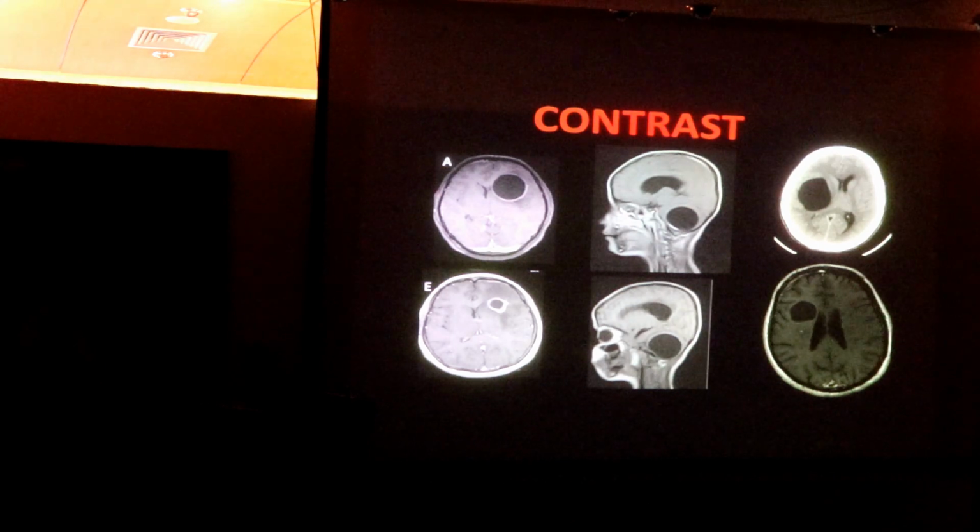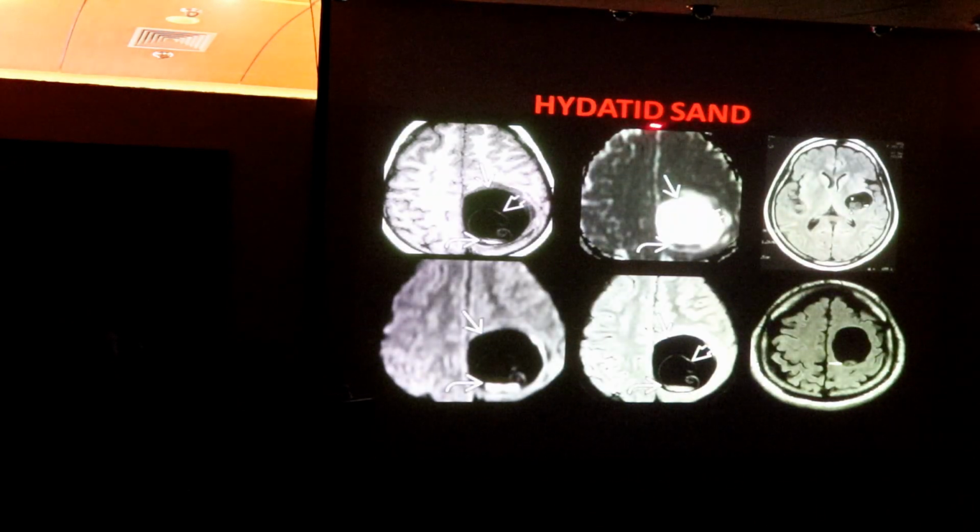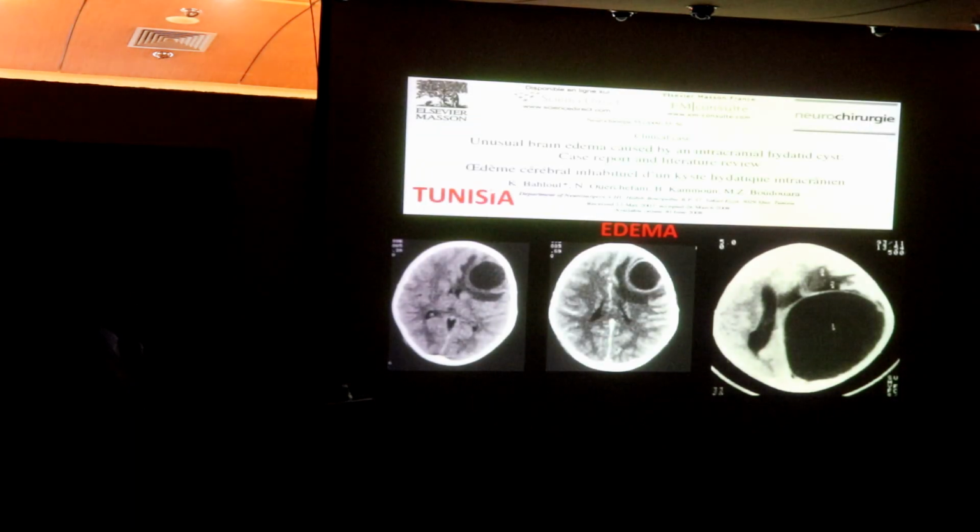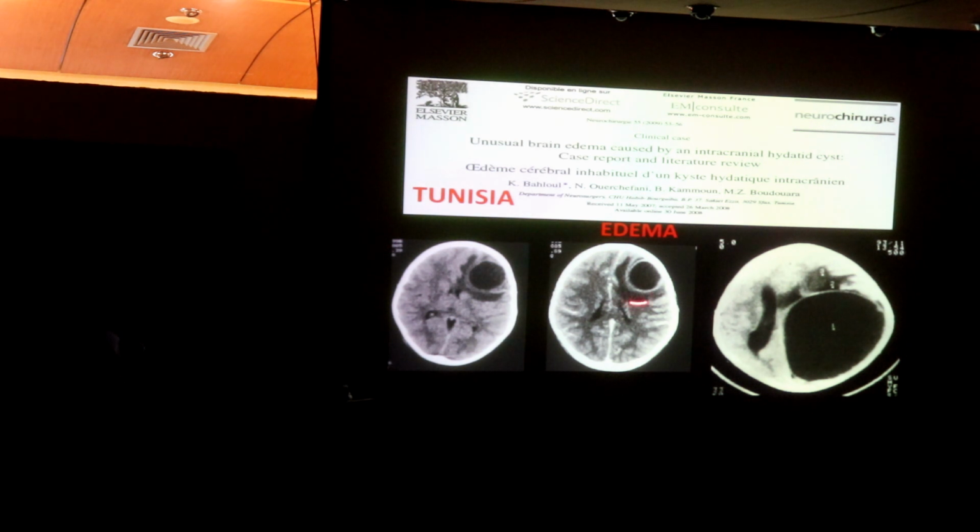Contrast, they can take contrast. Don't be fooled. This one is taking contrast. So taking contrast does not mean this is not hydatid. Having calcification does not mean this is not hydatid. You can see the hydatid sand inside very nicely. From Tunisia, this case with lots of edema. Again, the classical teaching is that hydatid does not induce any edema, but it does in these cases.